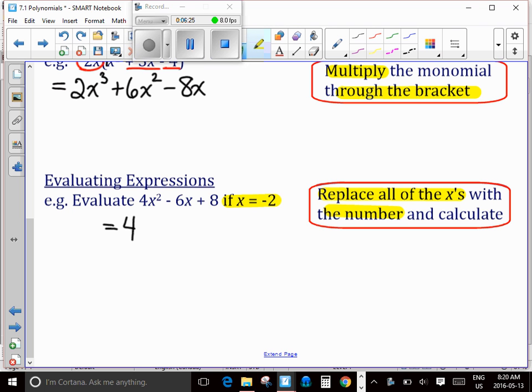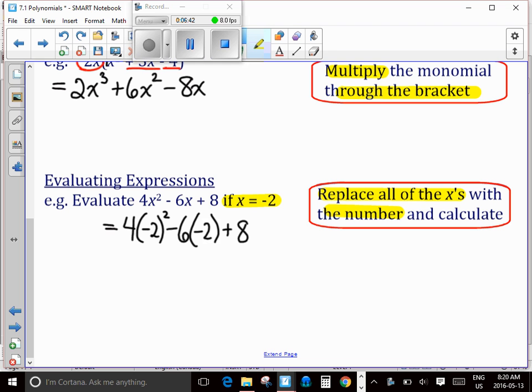So the 4 will stay the same, but the x I will replace in brackets with a negative 2, and it's still being squared. Then I'll move on to the next term, negative 6x, but I'm going to replace that x with a negative 2. And then the last term was a positive 8. It has no x's, so I don't need to replace anything there. And now I'm just going to grab my calculator and start plugging this in.